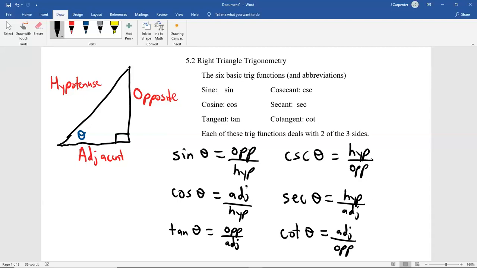Cosine has a co, but secant does not. So those are the two flips of each other. Again, one has a co, the other does not. And then tangent and cotangent, one has the co and the other does not. That is, in my opinion, the easiest way to remember which one is a flip of the other.